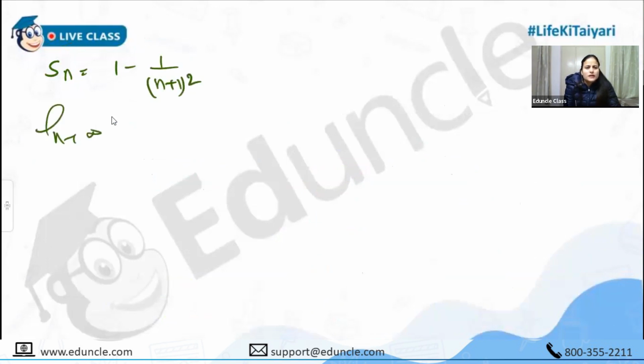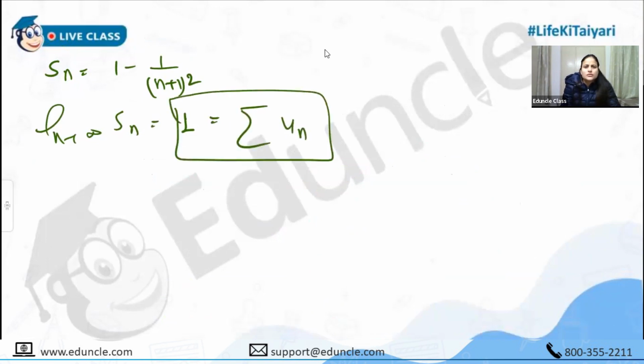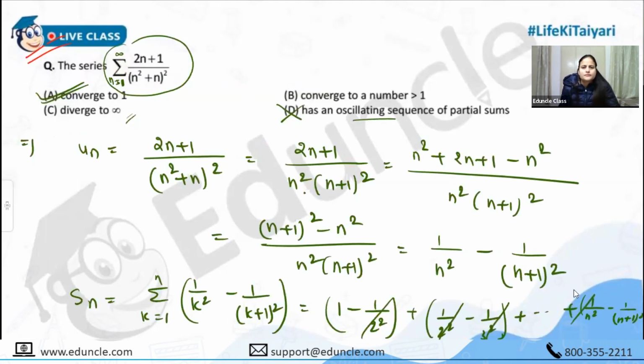Here the limit as n tends to infinity of Sn will give you 1. So the sum of the series is 1. So my series will converge to 1. That's why option A would be correct. Okay? Let's move on to the next question.